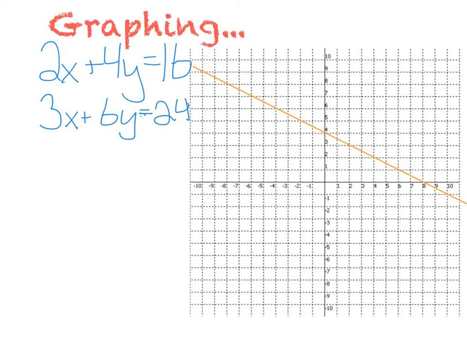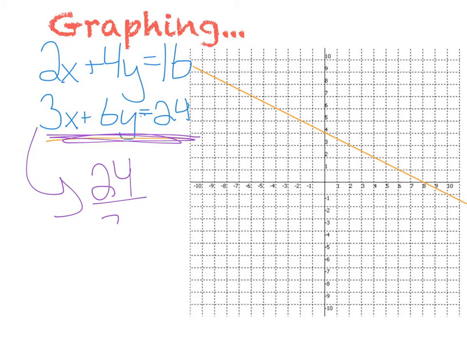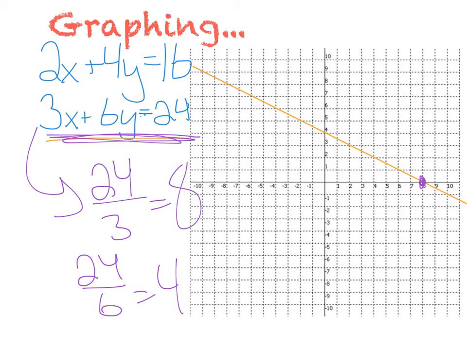Now we want to go ahead and graph the second one. Let me change this color here so we know what we're talking about. The second one here, we'll do it in purple. Also in standard form, so to find our x-intercept, 24 divided by 3 equals 8. That is our x-intercept, so we're going to plot that on our x-axis. To get our y-intercept, 24 divided by 6 is 4. Plot that on our y-axis, and again, connect them with the line.